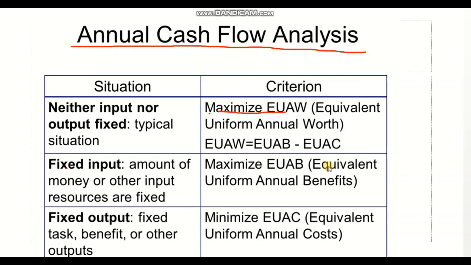And if we have fixed input, which is when the amount of money or other input resources are fixed, we need to maximize the equivalent uniform annual benefit. And if we have fixed output, we need to minimize the equivalent uniform annual cost, because we have a fixed task, so we need to minimize the cost. Okay, we can jump again to the questions to analyze the problems of annual cash flow analysis.